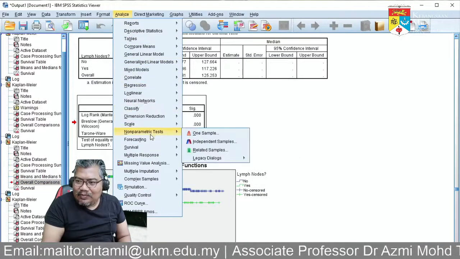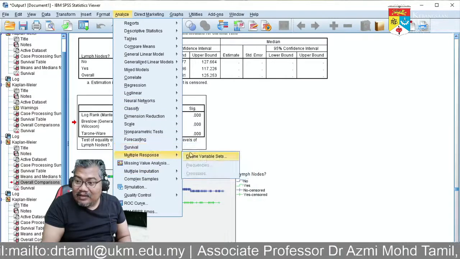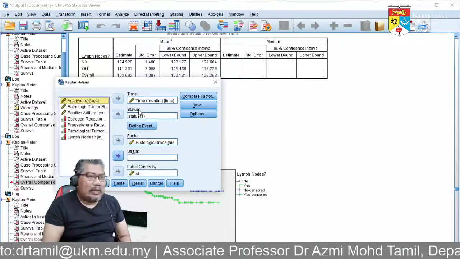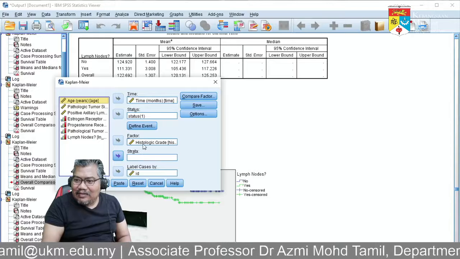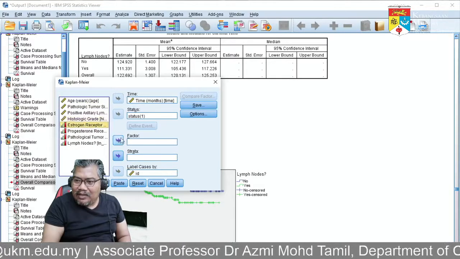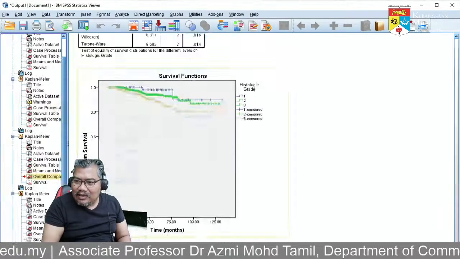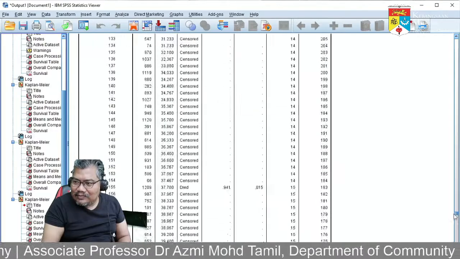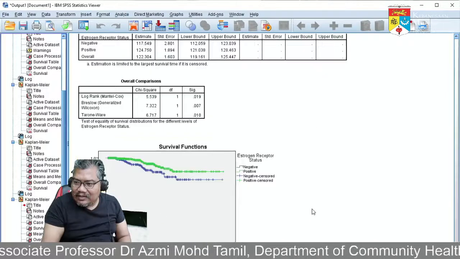So I'm just going to complete the analysis. Survival, Kaplan-Meier. Okay, I'm having problem with my glasses. We have done the histologic grade. Take out the histologic grade. Put in the estrogen receptor. Click factor. Click OK. I'm not even going to look but I know it's significant. Okay, you can see that it is significant.